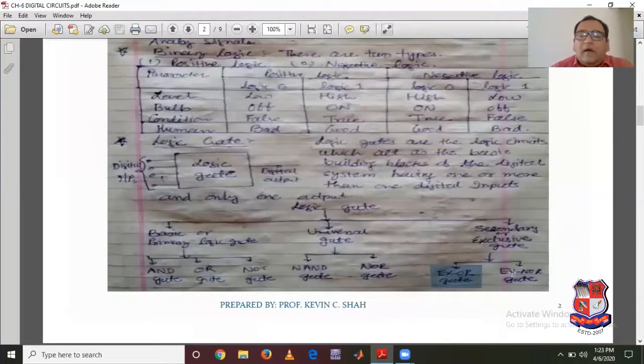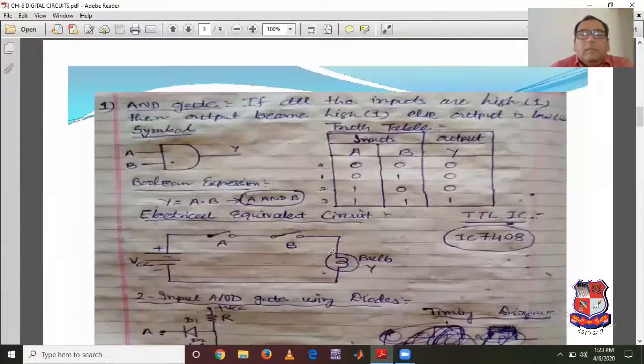So now we will start our main topic, types of the different logic gates. So now we will start with the first, basic or primary logic gate. Please write down the different details of the different gates in your notebook. This is very useful. The first, AND gate.